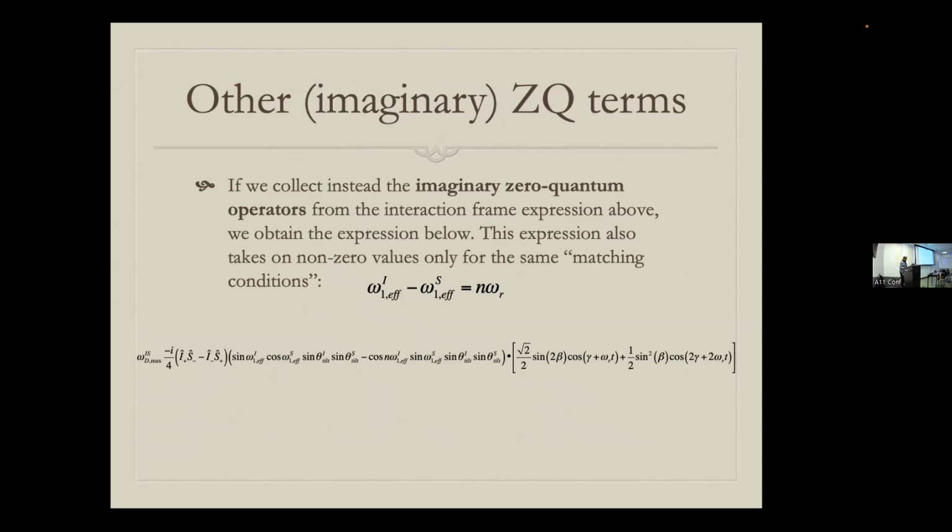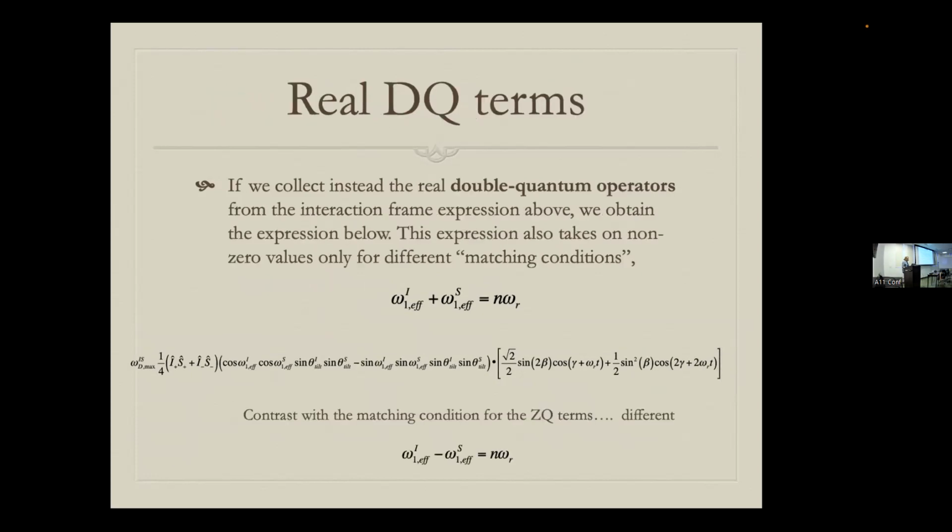So both pieces of the Hamiltonian and the zero quantum operate with the same matching conditions. On the other hand, if we gather up from the Cartesian expression everything that converts over to a double quantum term and convert it, we get the following: omega is d max, geometric vector of a quarter, the real double quantum operators, and then these time dependencies.